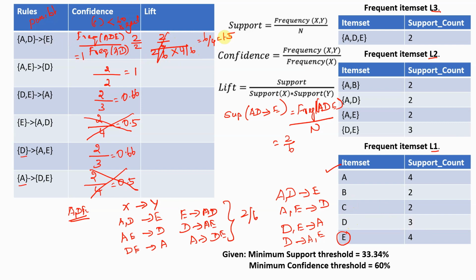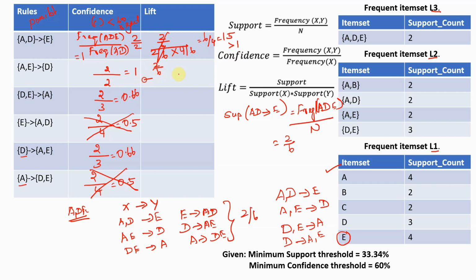So automatically you know that the lift value is greater than 1. Greater than 1 means there is a correlation between the items AD and E. The lift value being greater than 1 means there is a positive correlation between these two sets of products. Like that, here also we can calculate.